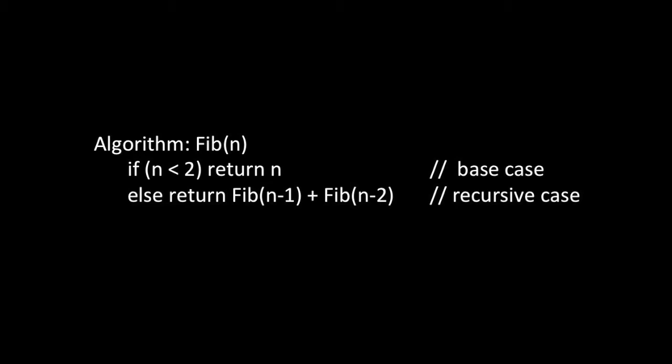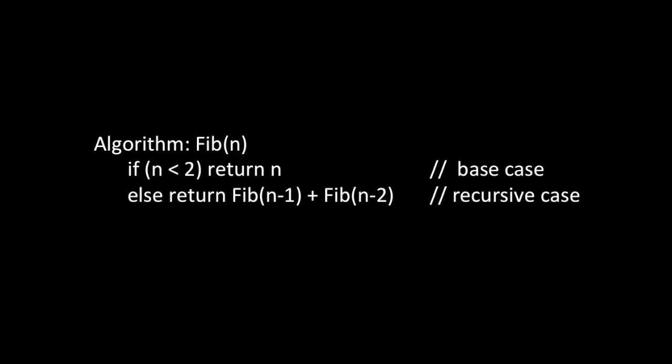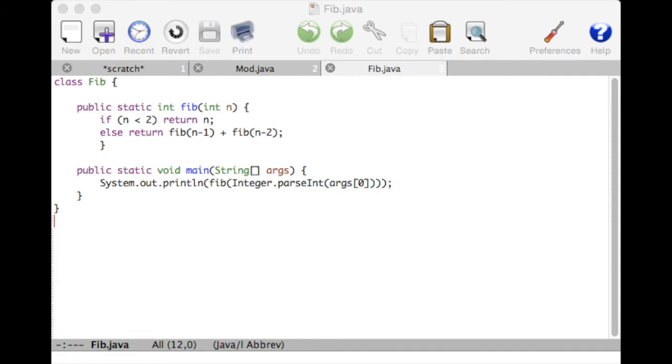The base case works because fib of 0 is 0 and fib of 1 is 1. And after that, fib of n equals fib of n minus 1 plus fib of n minus 2. Here's my Java implementation of fib. Again, the Java code is pretty much exactly the same as the pseudocode.